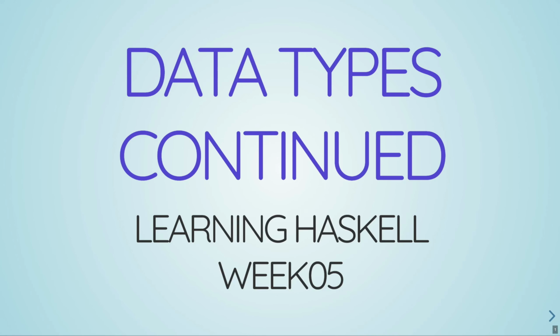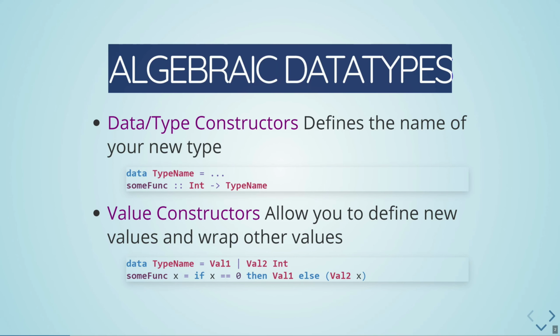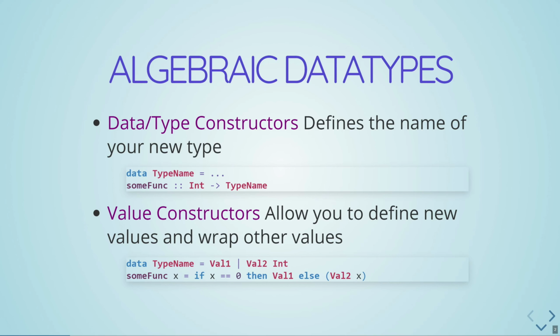Hey guys, today we're going to continue learning more about data types in Haskell. Last time I showed you the data keyword for constructing types in Haskell. Whenever we construct a type using this data keyword, we refer to these as algebraic data types. Just in case you hear this somewhere else, all you need to know about algebraic data types is that these are data types that are created using the data keyword in Haskell and not just the type keyword.